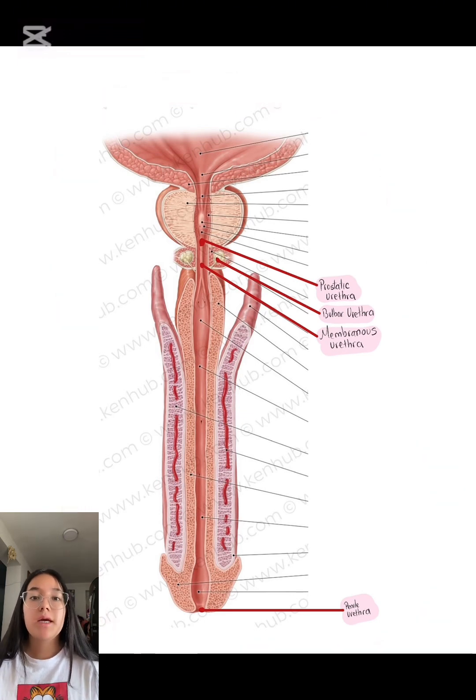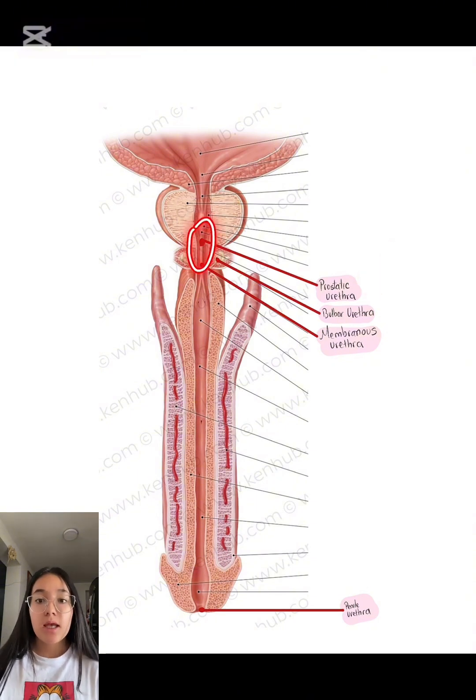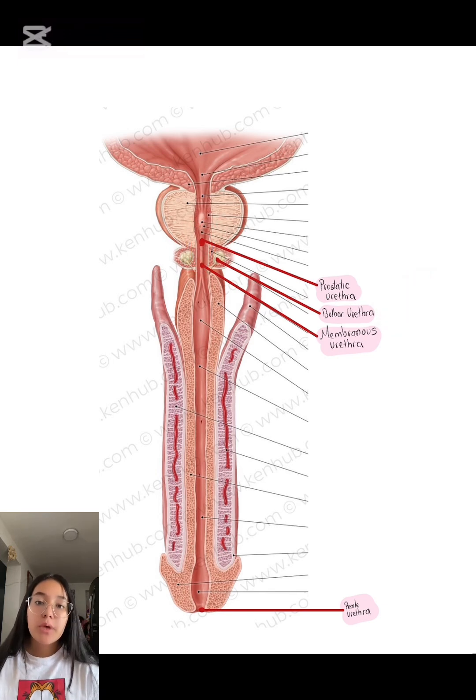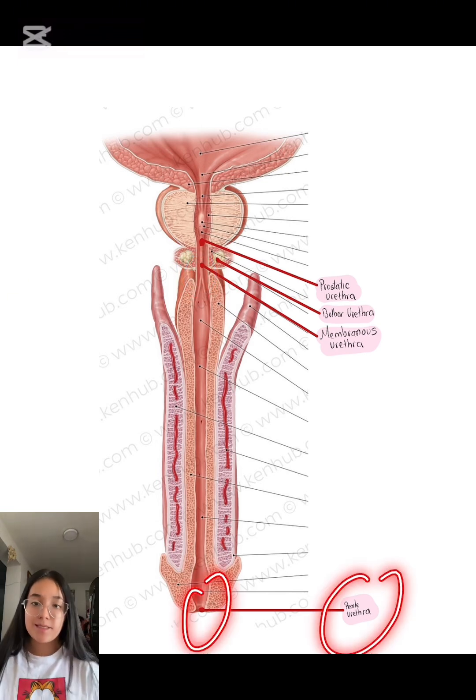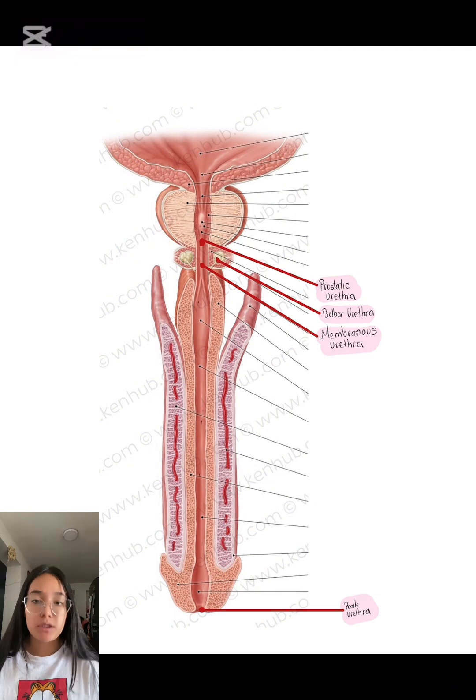The male urethra is divided into four parts: the prostatic urethra, inside the prostate, the membranous urethra, passing through the urogenital diaphragm, the bulbar urethra, and the penile urethra, ending at the external urethral meatus.